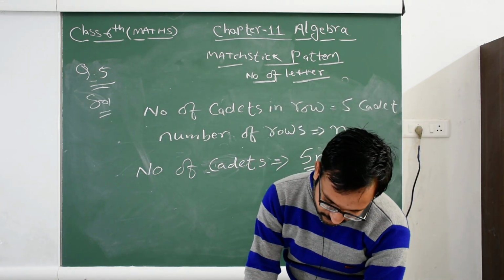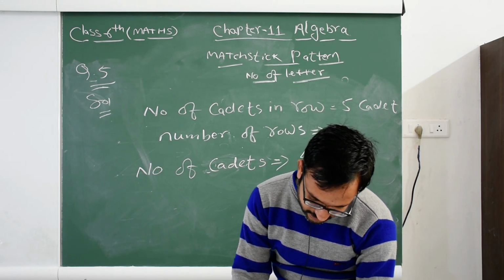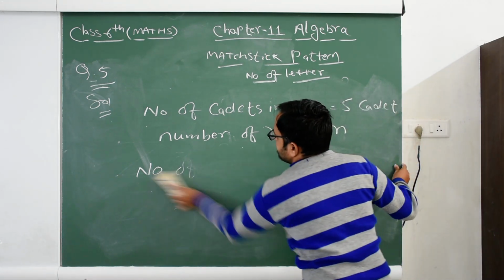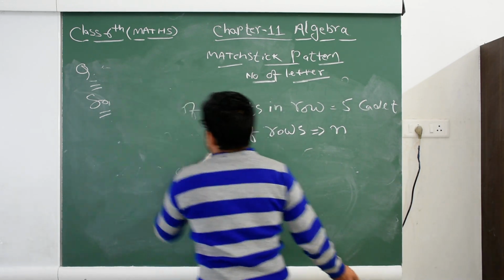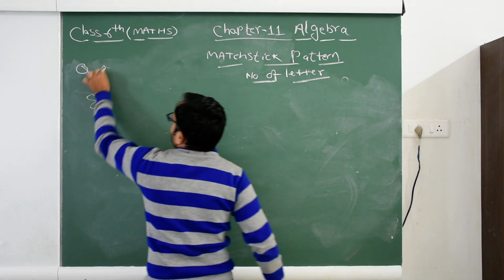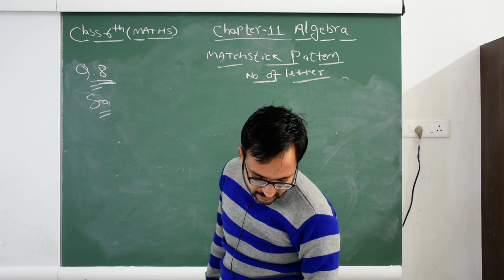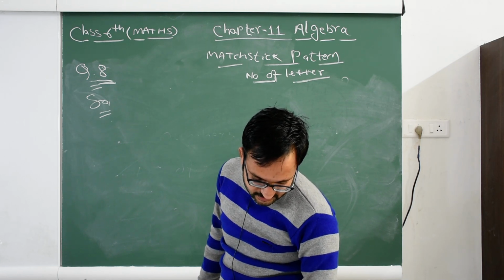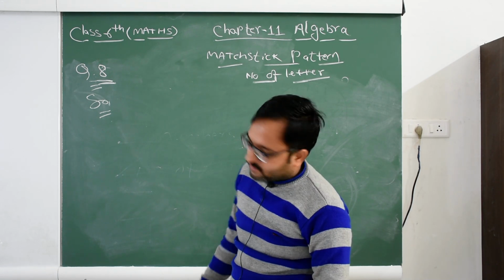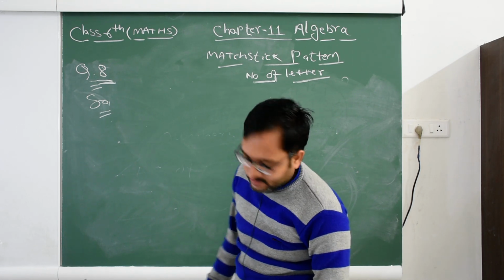Okay, now same as that, we take question number 8. Leela is Radha's younger sister. Leela is 4 years younger than Radha. So what variable do we use? Take Radha's age to be x.